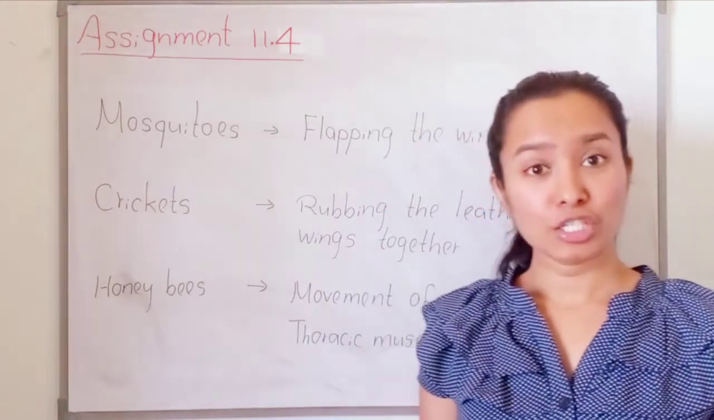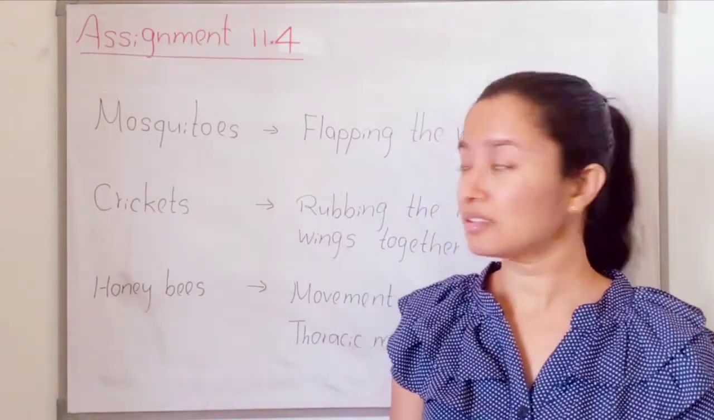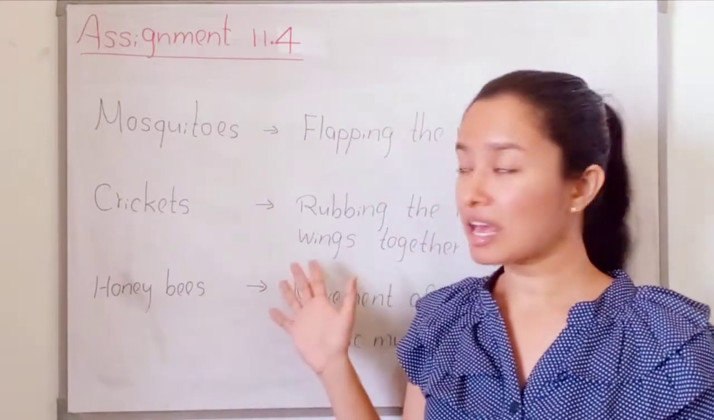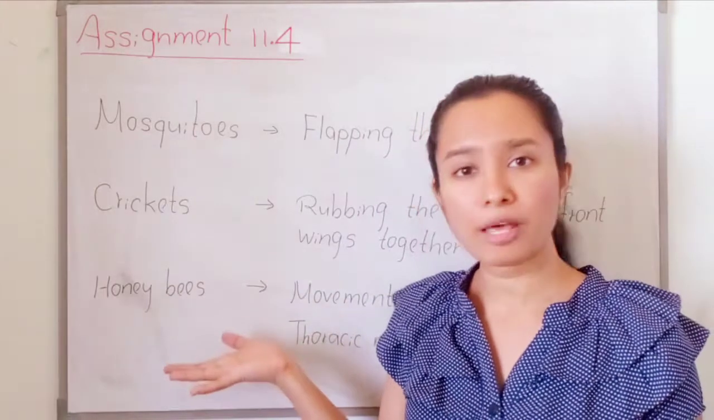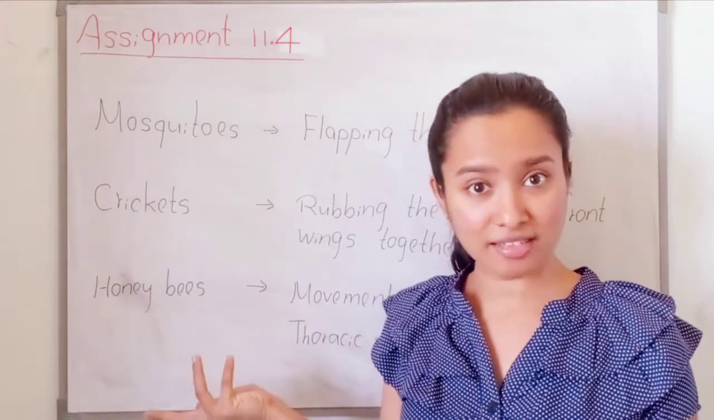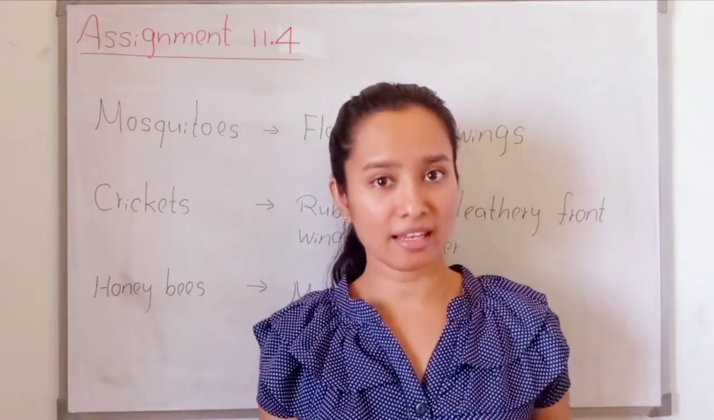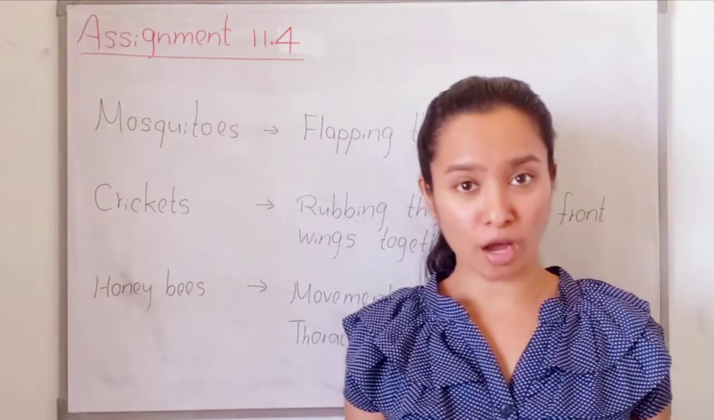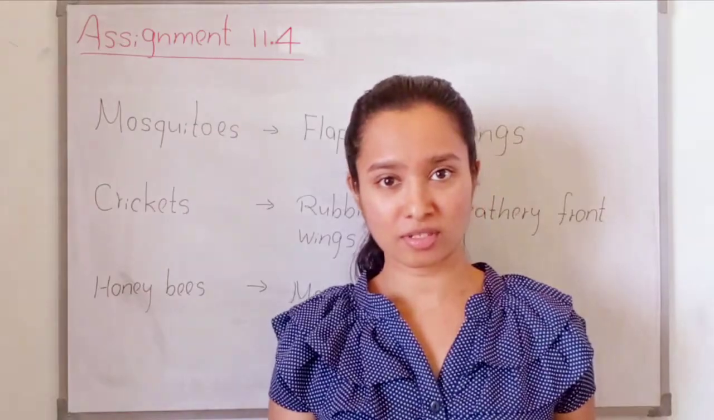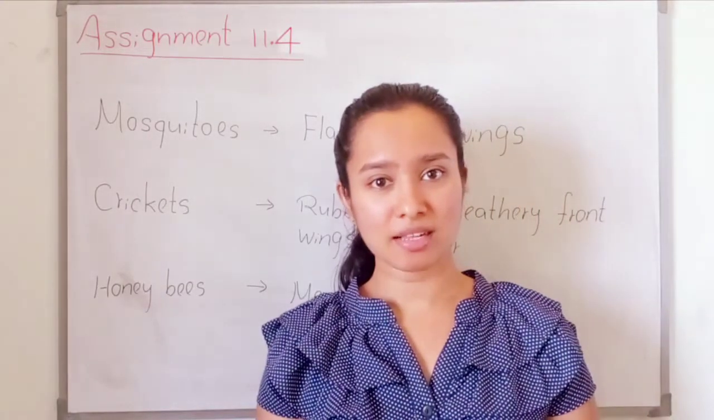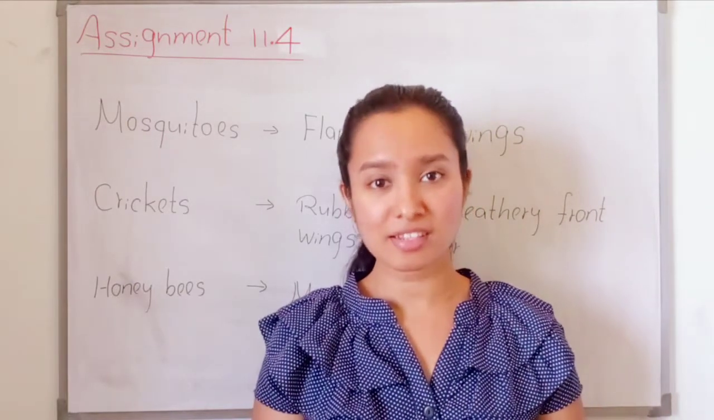Assignment 11.4. Here you have to find out the method of producing sounds in these animals: mosquitoes, crickets and honeybees. So how do they produce sounds like us? Most of the animals, including man, including us, produce sound by vibration of vocal cords. But there are some animals, most of the insects, that produce sounds by different methods.